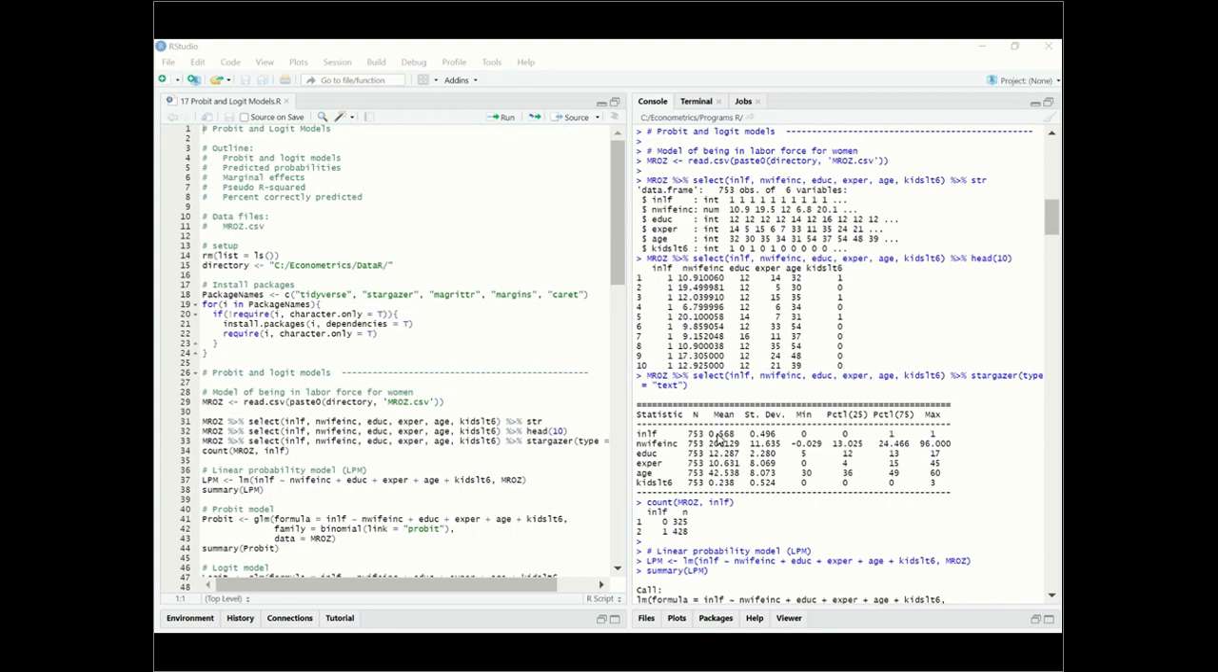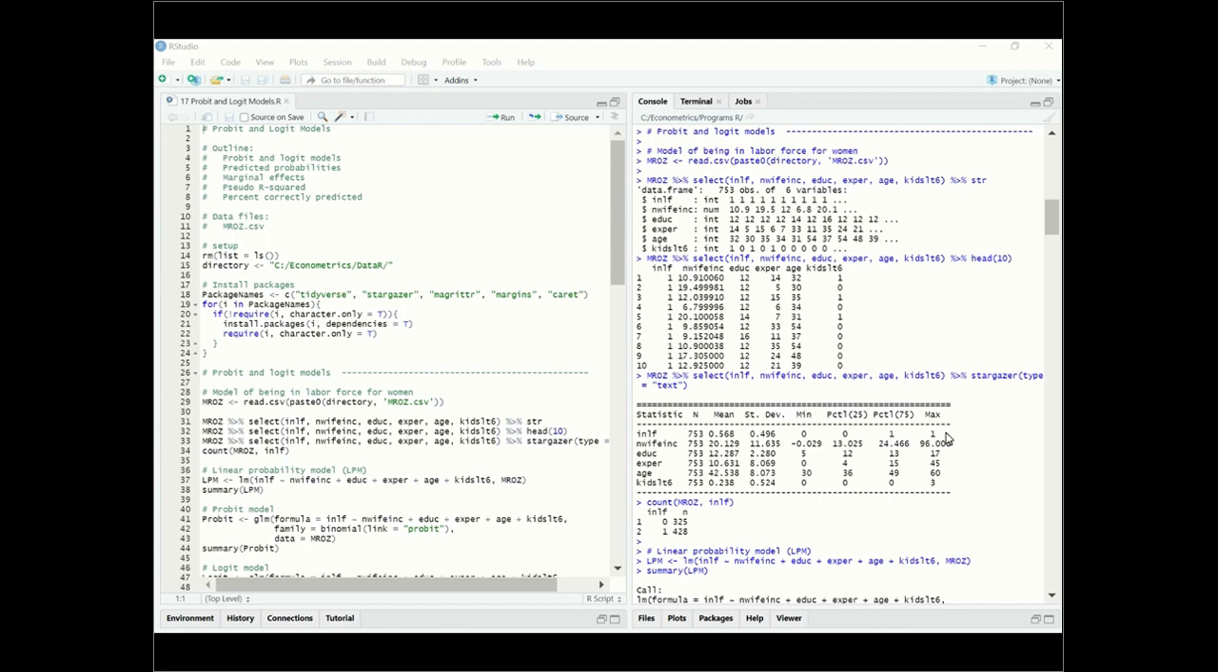We are seeing that the mean for in labor force is 0.57. So in the data set, 57% of the women are in the labor force and the rest are not working. If I ask you what is the unconditional probability of a woman working, it will be this 57%, because we don't know any other information about the woman. Now, notice that this is a 0, 1 variable, the minimum being 0, the maximum 1. So this is the binary variable that we're going to be using as the dependent variable in the model.